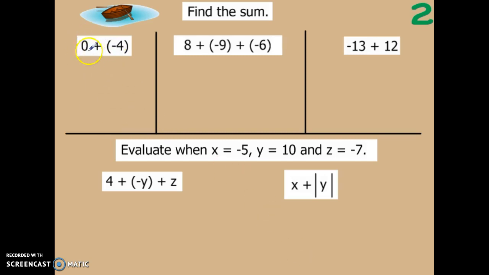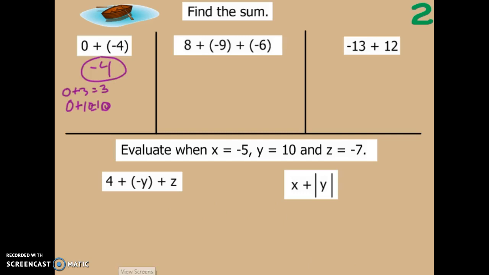Again, before I even look at this problem, you guys, we know 0 plus 3 is just 3. 0 plus 10 is just 10. So 0 plus negative 4 is just negative 4. The 0 does nothing. Okay?